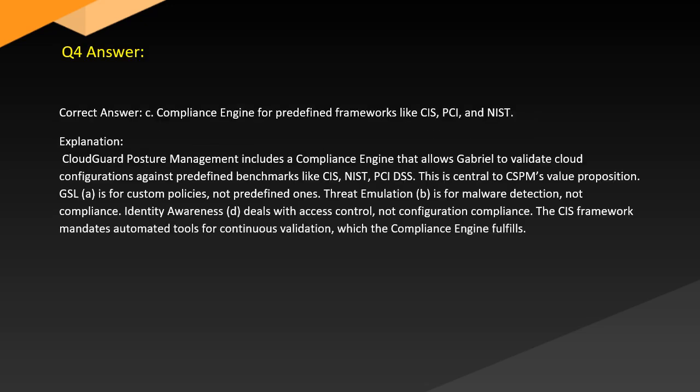Answer. Correct answer: C. Compliance engine for predefined frameworks like CIS, PCI, and NIST. Explanation. CloudGuard posture management includes a compliance engine that allows Gabriel to validate cloud configurations against predefined benchmarks like CIS. This is central to CPM's value proposition.